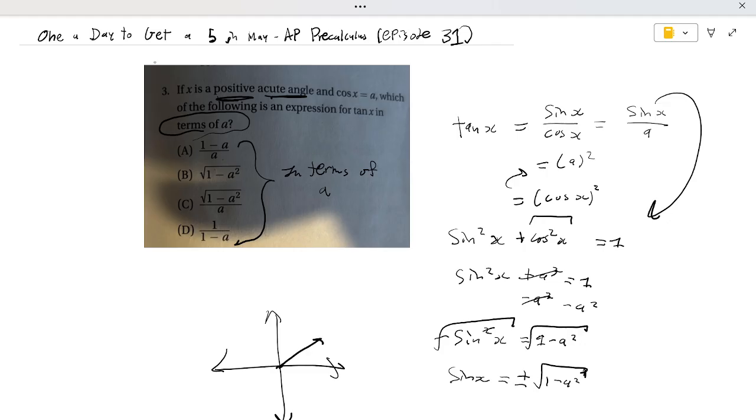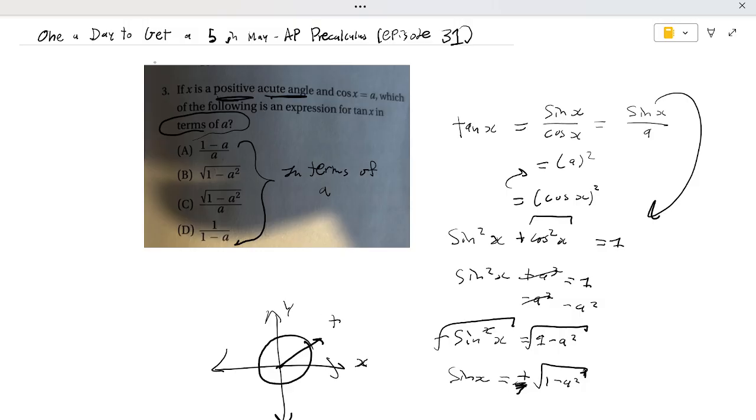And I want to remind you that cosine of x and sine of x are the x and y coordinates of where the terminal ray of that angle intercepts the unit circle. If it's acute and positive, the terminal ray is going to hit the circle where x is positive and y is positive. So this is quadrant 1, which means, in turn, that cosine and sine are both positive.